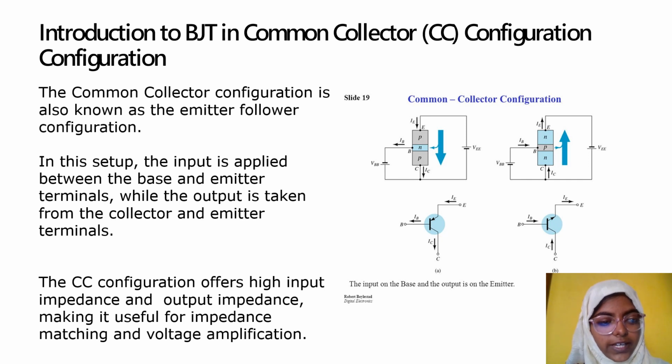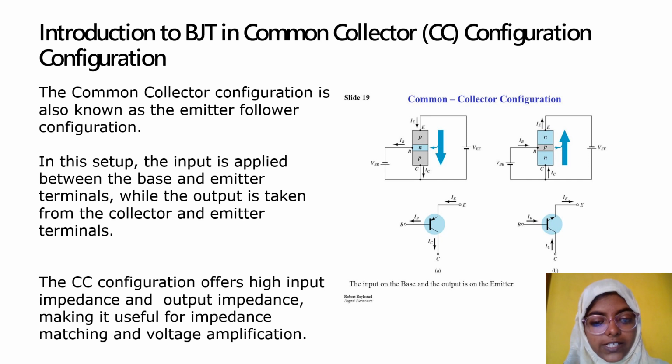Coming to the point, introduction to BJT in CC configuration. CC configuration means common collector configuration. What is common collector configuration? The common collector configuration is also known as the emitter follower configuration. Why? Because it is named the emitter follower configuration since the emitter is followed by the CC configuration, so it is known as the emitter follower configuration.